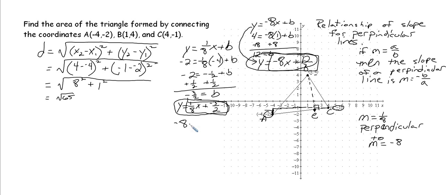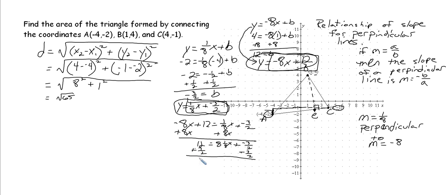So negative 8x plus 12 equals 1/8 x plus negative 3/2. Subtracting 1/8 or adding 8x to both sides to isolate the variable on one side of the equation. We have 12 equals 8 and 1/8 x, and I will change that to 65/8 here in just a moment, just to help with the math. Add 3/2 to both sides to isolate the variable. And 12 is the same as 24/2. 24/2 plus 3/2 is 25/2.